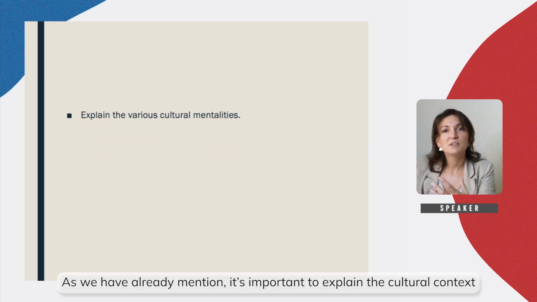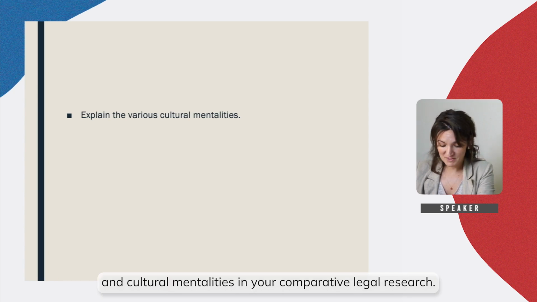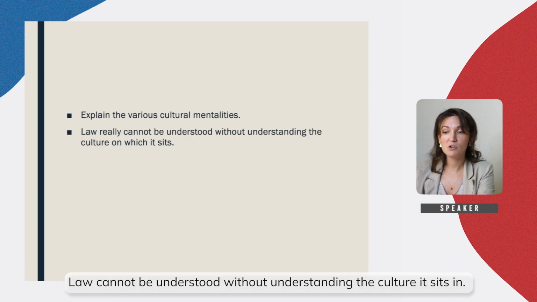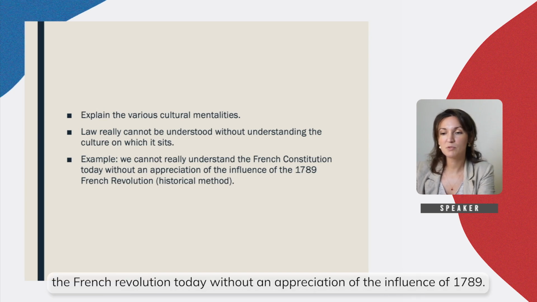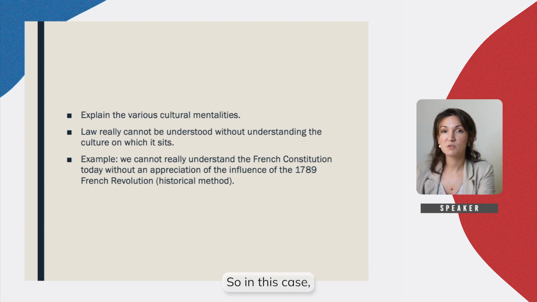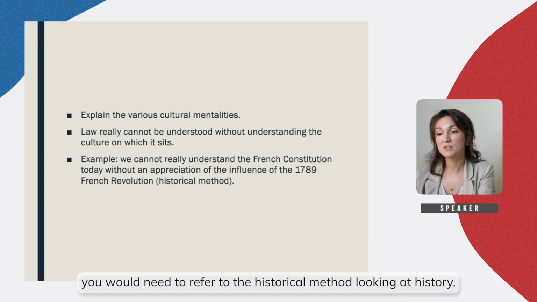As we already mentioned, it's important to explain the cultural context and the cultural mentalities in your comparative legal research. Law cannot be understood without understanding the culture it sits in. For example, we cannot really understand the French Revolution today without an appreciation of the influence of 1789. So in this case, you will need to refer to the historical method, looking at history.